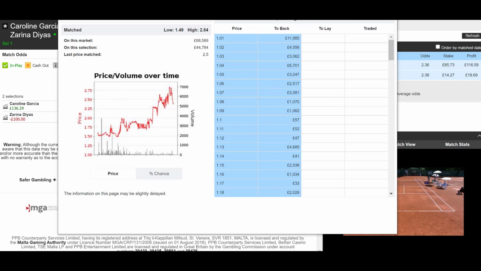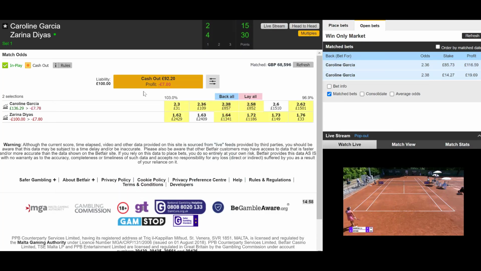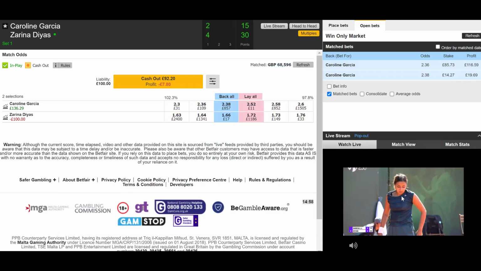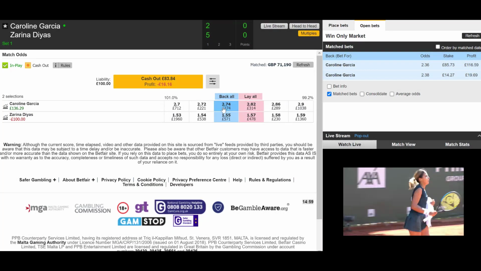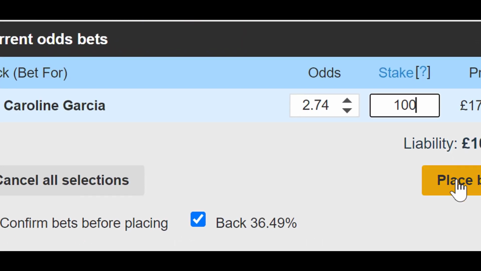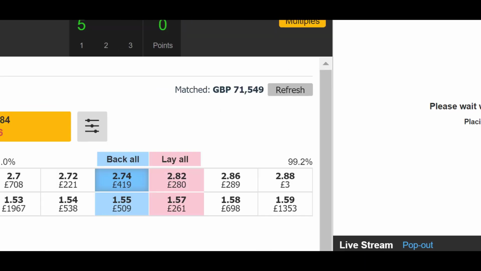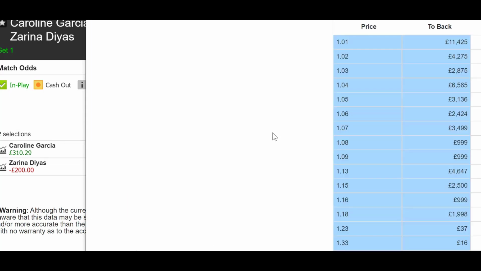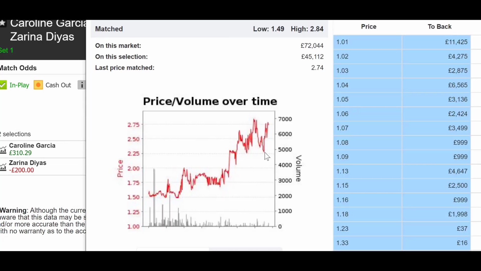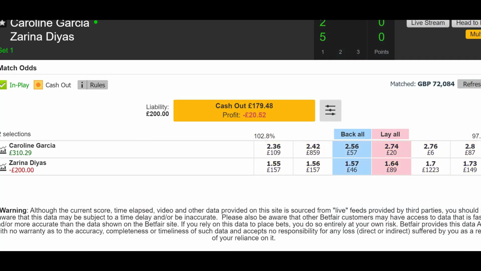So anyway, let me assess the situation. It's 30-15. So anyway, let's see if she can get back into it. And as expected, the price has gone back up to that point we highlighted around 2.76. So now we can just back Garcia again, knowing that if she does win her next service game, we should get that trade into at least 2.36 or something similar, and we can remove some liability that way.